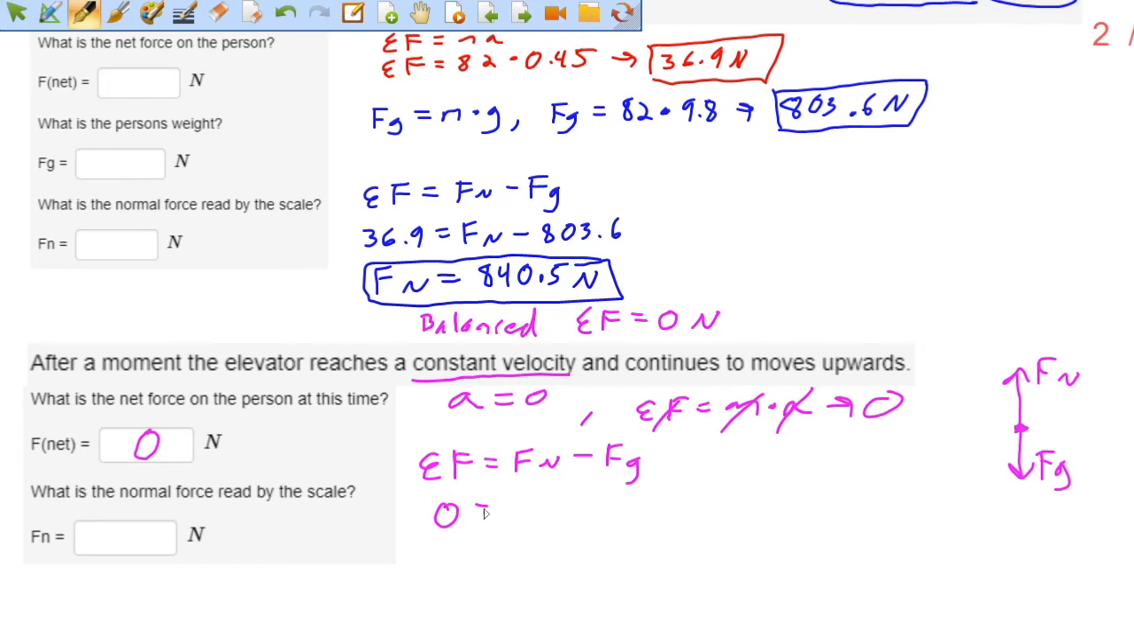Net force is 0. Force normal, we don't know. And force gravity is still mass times gravity, so it should still be 803.6. Add 803.6 to the other side, and we find out that force normal is just equal to force gravity, which is 803.6. The reason is that it's moving at a constant velocity, so the forces are balanced here. So again, force normal is just equal to force gravity. Main reason is because there is no acceleration.